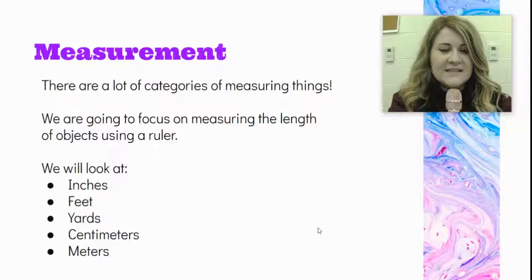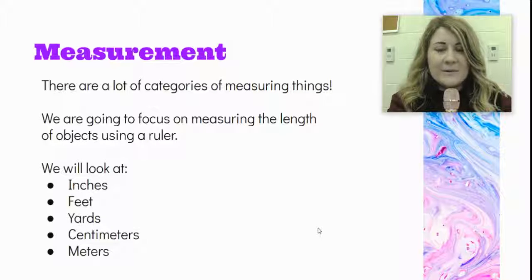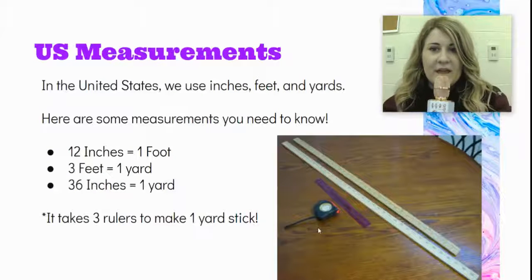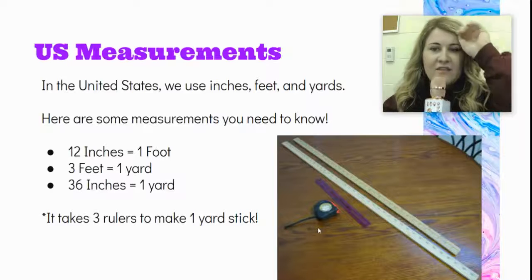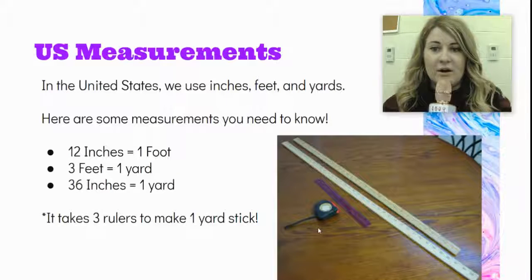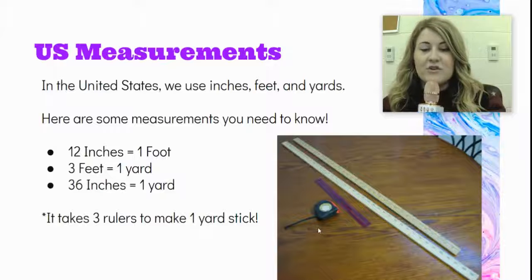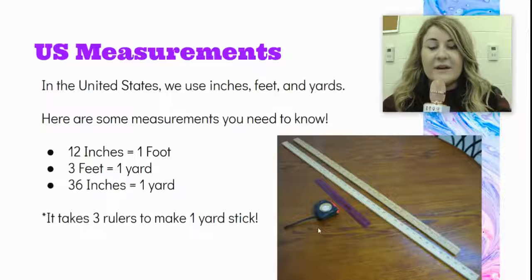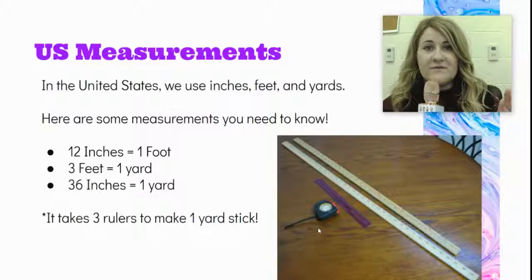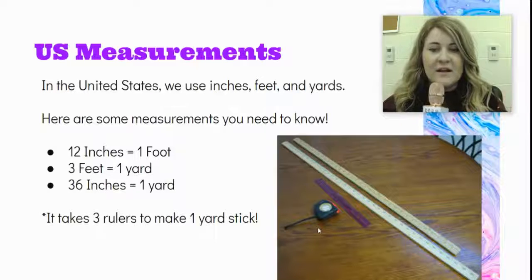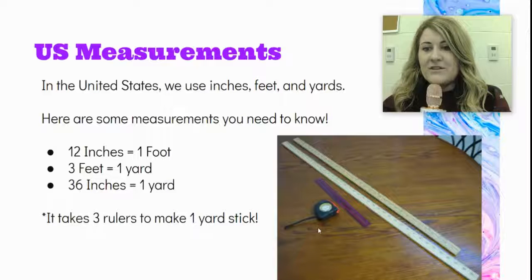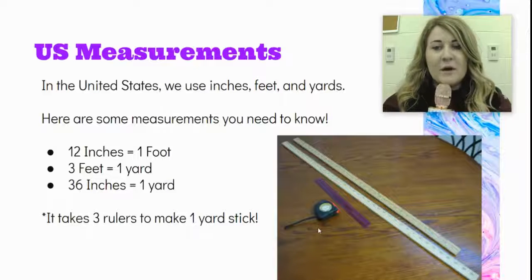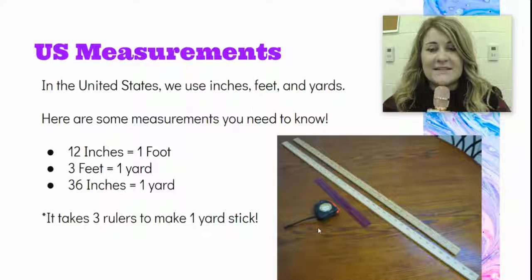Before we do that, let's discuss some of those measurements that we talked about before. First of all, we have our U.S. measurements, and in the United States, we use inches, feet, and yards. Now, we talked about how we have 12 inches in a foot, which is a ruler. We have 3 feet in a yard, so we have 3 of those rulers in 1 yard. And in that yard, we have 36 inches because there are 12 inches in a foot. If I have 12 inches in a foot and 3 feet in a yard, 12 times 3 is 36. So there are 36 inches in a yard.